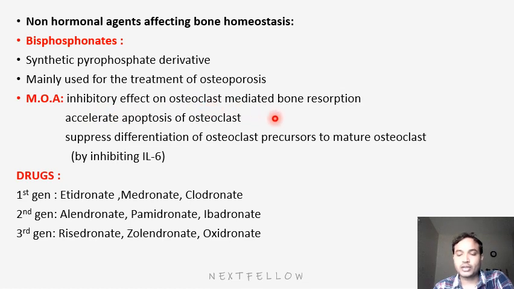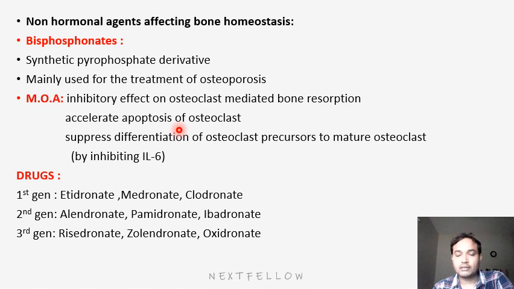That means osteoclast-mediated bone resorption is inhibited. Second thing is accelerated apoptosis of osteoclast, because when osteoclast undergoes apoptosis, obviously there will be no resorption. Third one is suppressed differentiation of osteoclast, that means immature osteoclast to mature osteoclast, by inhibiting interleukin 6. Their main action is on osteoclast only.